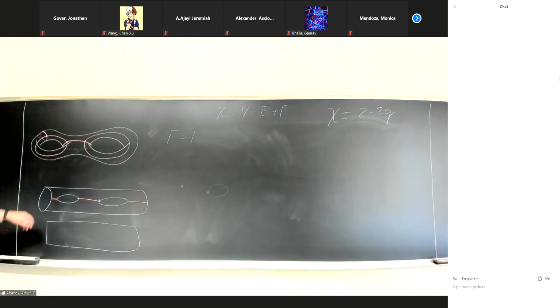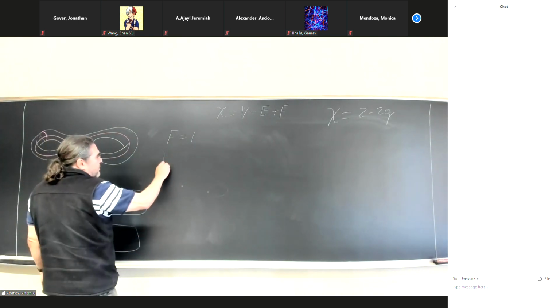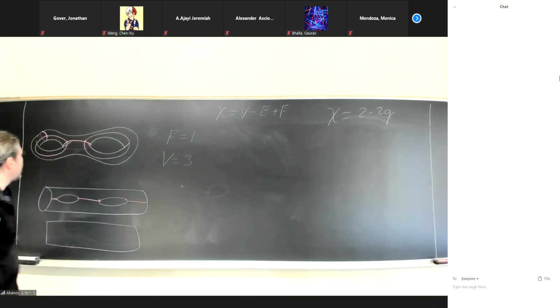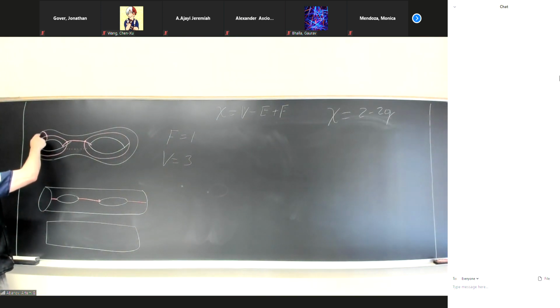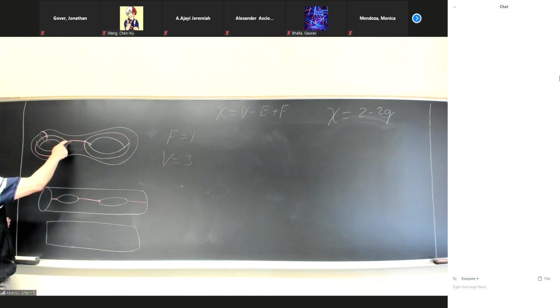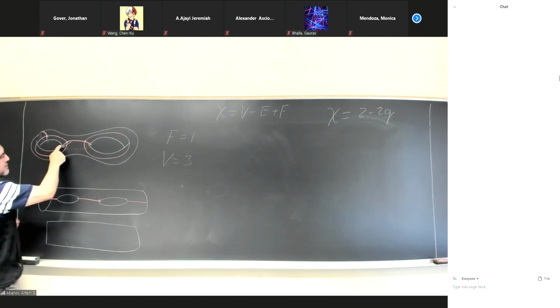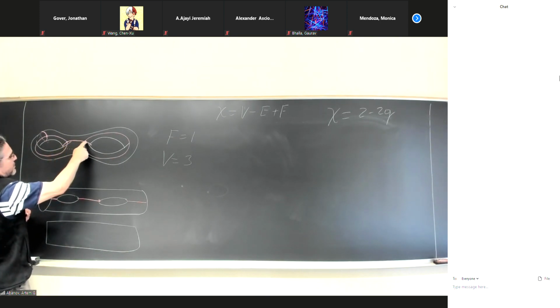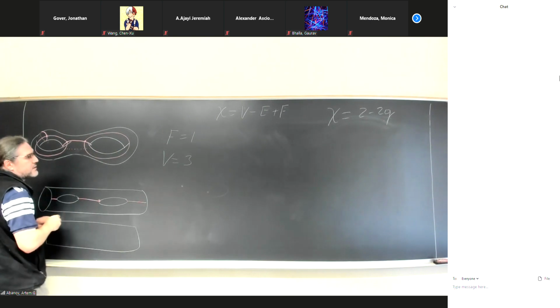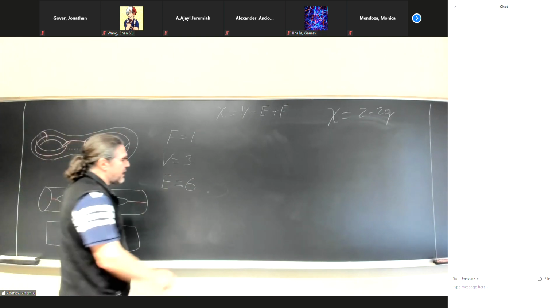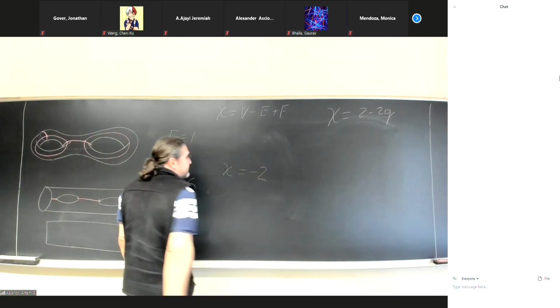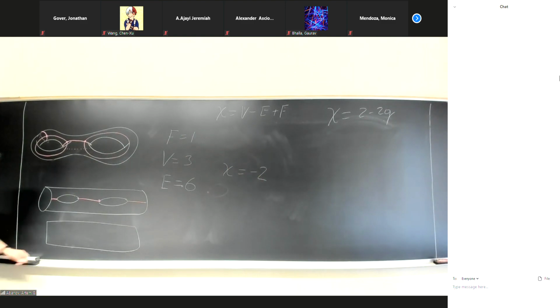Now the number of vertices is 1, 2, 3. Vertices is 3. And number of edges. So it's 1 edge from point to point, right? So I go here and go back, and this is 1 edge, 2, 3, 4, 5, and 6. And you count the chi here, and you get -2. All right. Does that make sense?